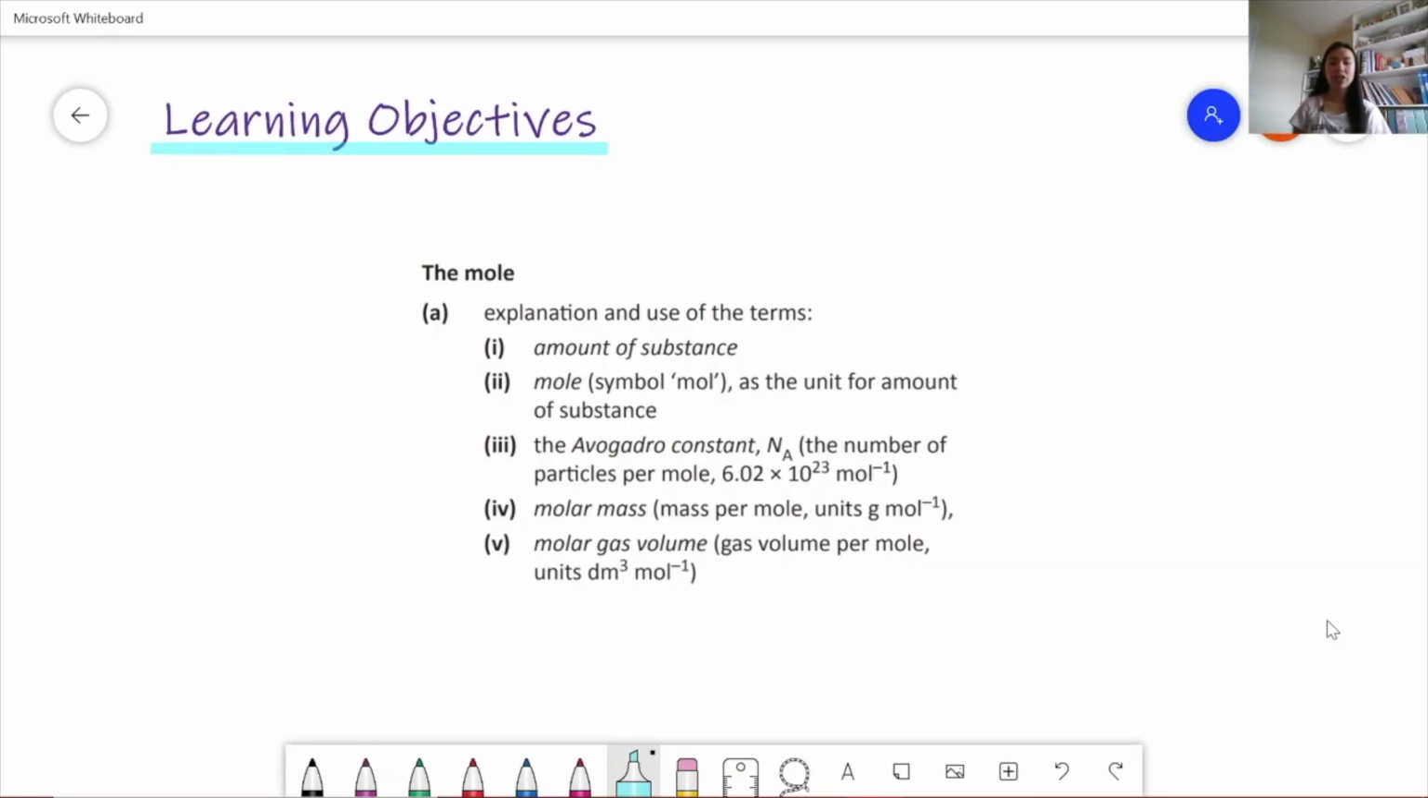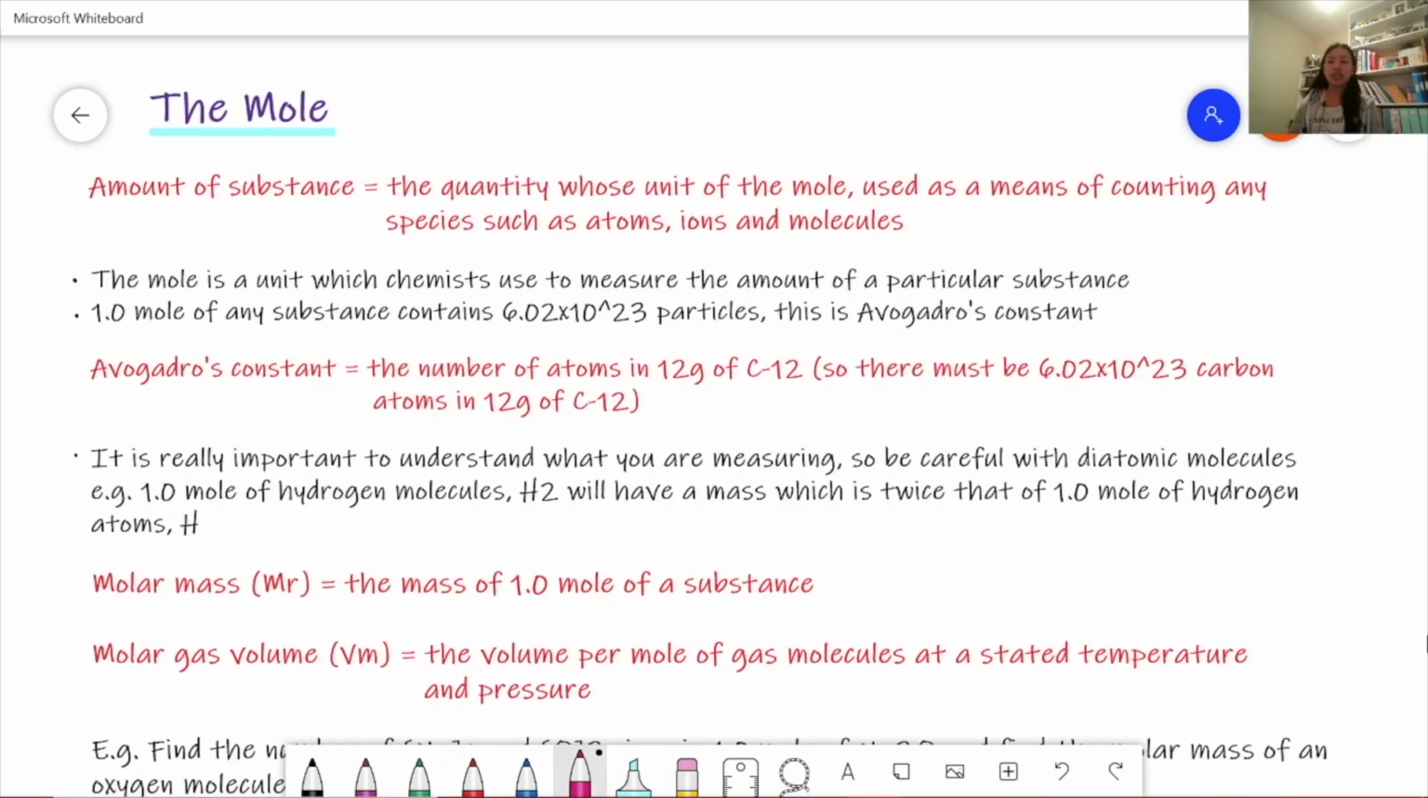Today's learning objective is to do with the mole, and we're going to explain and use the terms amount of substance, mole, the Avogadro constant, molar mass, and also molar gas volume. So now I'm going to introduce the mole.